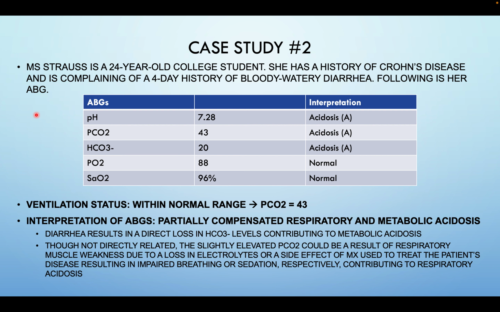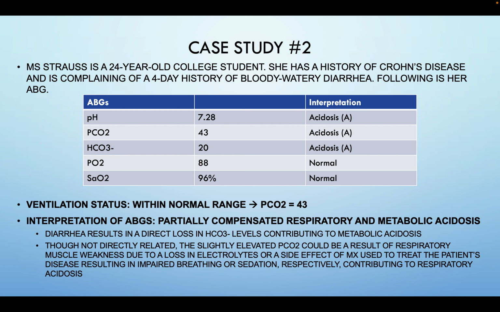Furthermore, looking at the ventilation status, although the PCO2 is within the normal range, it seems that the rate and depth of breathing are slightly depressed, therefore slightly increasing the PCO2 in the system. Also, looking at the oxygenation status of the PO2 and the SaO2, they fall within normal range, so she has sufficient, a normal oxygenation.